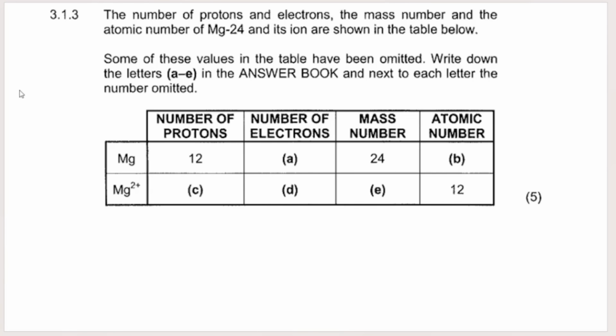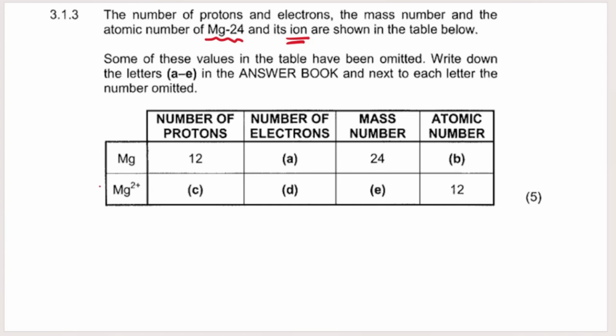In the next question, staying with electrons, protons, mass number, atomic number, that thing, they give me the number of protons and electrons and the mass number of magnesium 24 and its ion are shown below. So we've got magnesium and we got its ion. Some of these values have been omitted, which means have been left out, and we need to fill them in.